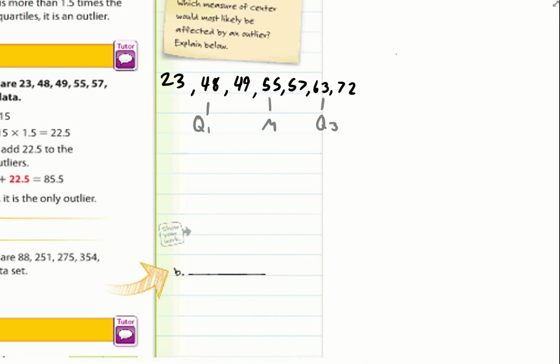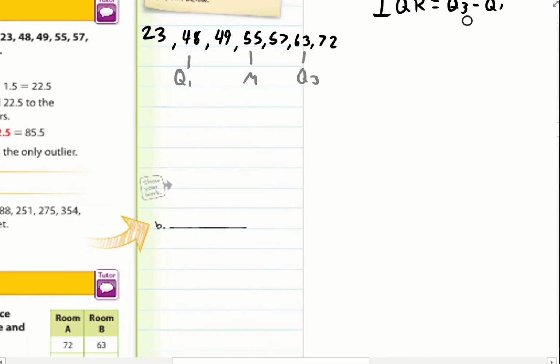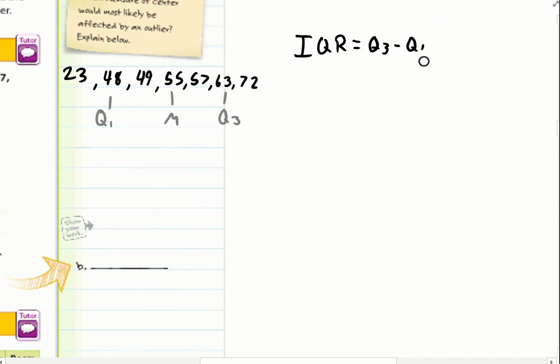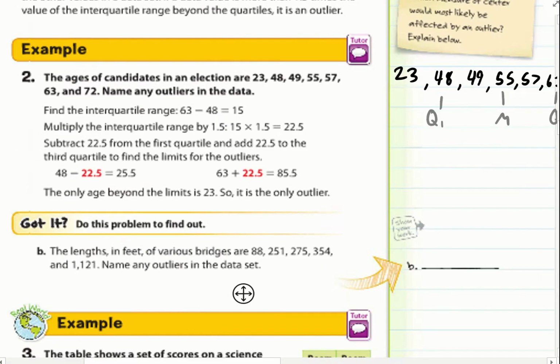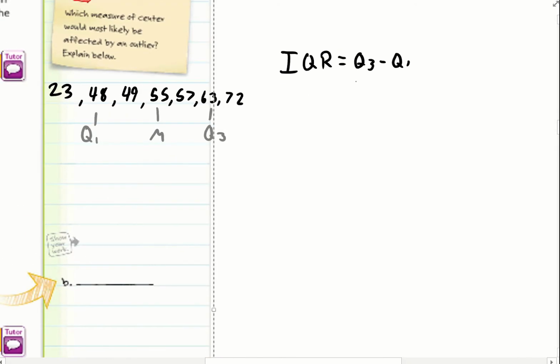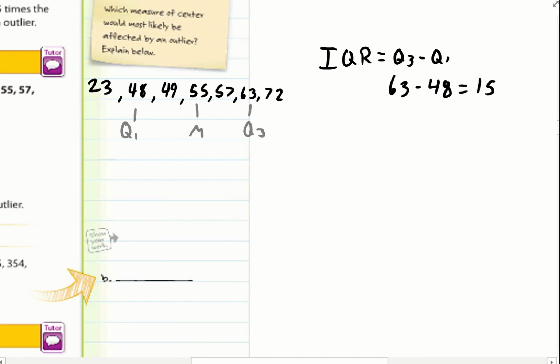Now to find IQR, I do Q3 minus Q1. And if you need a reminder, just look at the previous video about how to find quartiles. So Q3 is 63 minus 48, and that should equal 15. So my IQR equals 15.